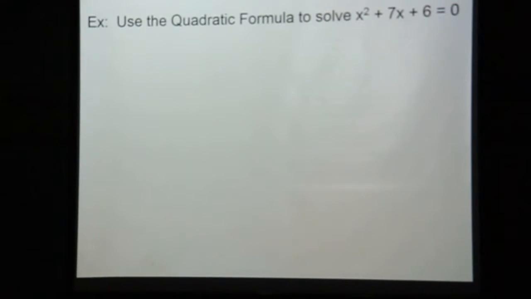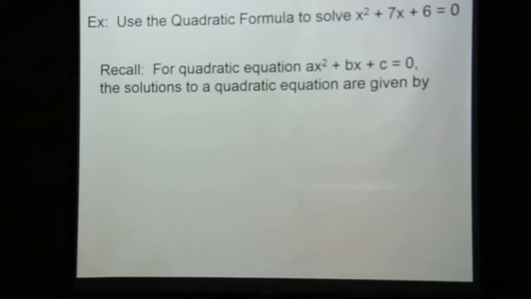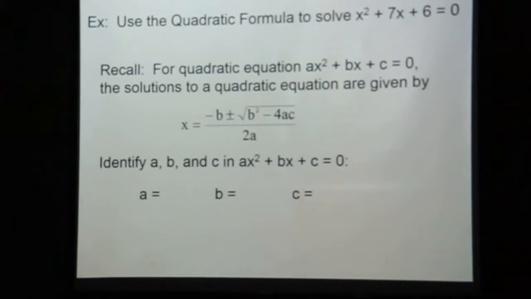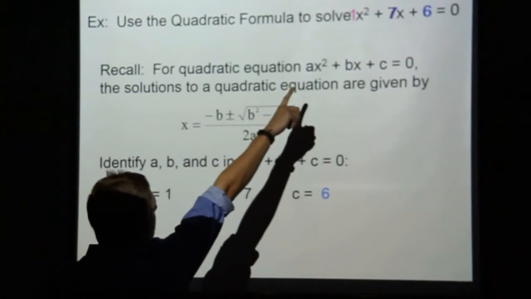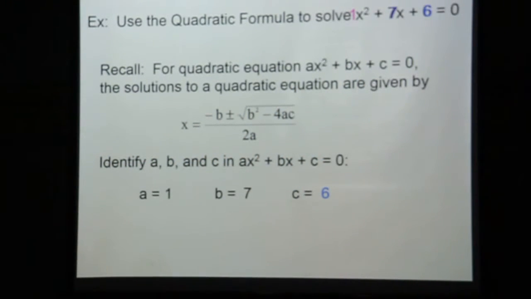Okay? So here's practice using the quadratic formula. So we've got our a, b, and our c, and we plug into the quadratic formula. Right, so our a is 1, our b is 7, and our c is 6.